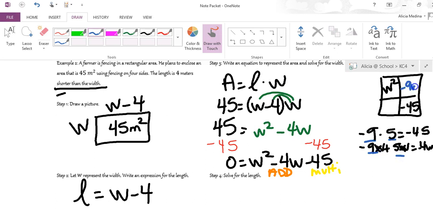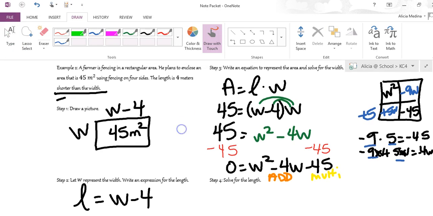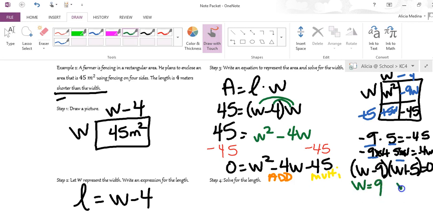Negative 9W and positive 5W would give me a plus 5 here and a negative 9 at the top. Alright, so this is going to be W and W. Therefore, this is just going to equal W minus 9, W plus 5 equals 0. If we set each of these equal to 0, we get W equaling a positive 9 and W equaling a negative 5. Right? Take the opposite.